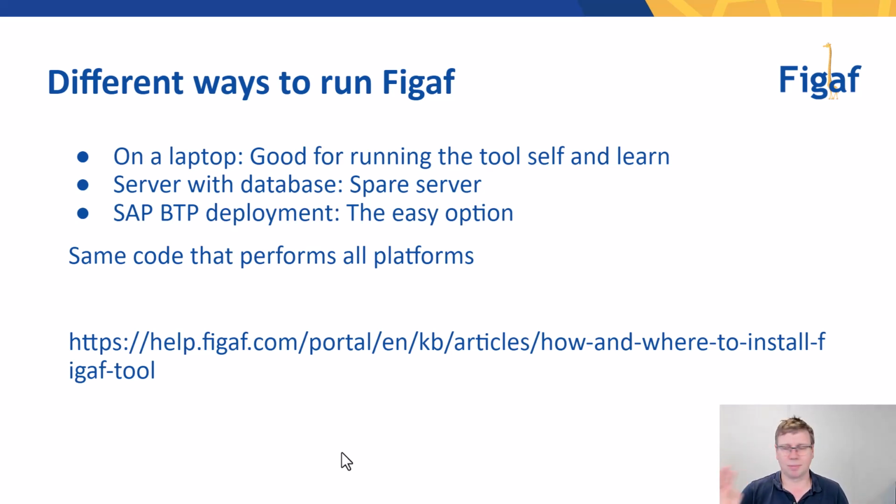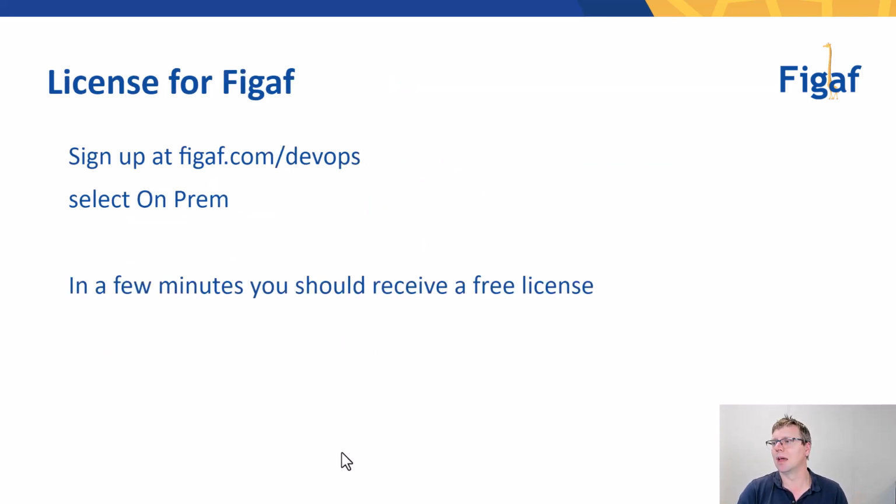If you want to learn more about this, take a look at the following guide to our setup. To get a license that you need for this, you can go to figaf.com/devops, select on-prem, and then in a few minutes you will receive an email with the license key.